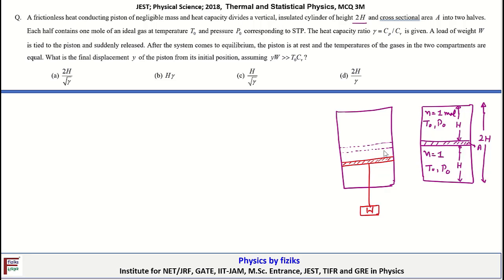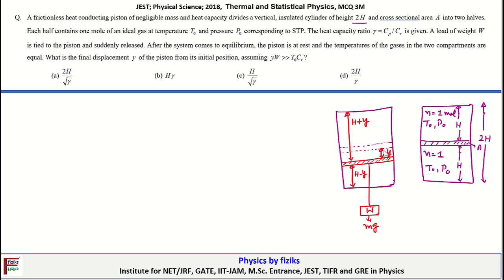The load is weight W, which is mg, where m is the mass of this load. Let's say that the vertical displacement of the piston is y. Now the height below the piston is h minus y, and that above the piston is h plus y.